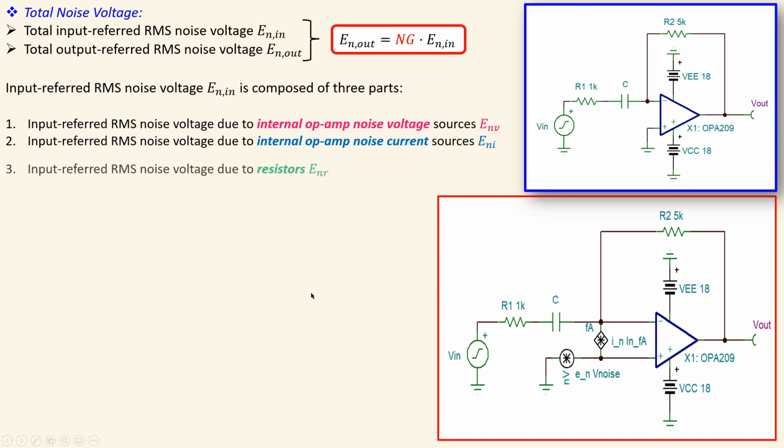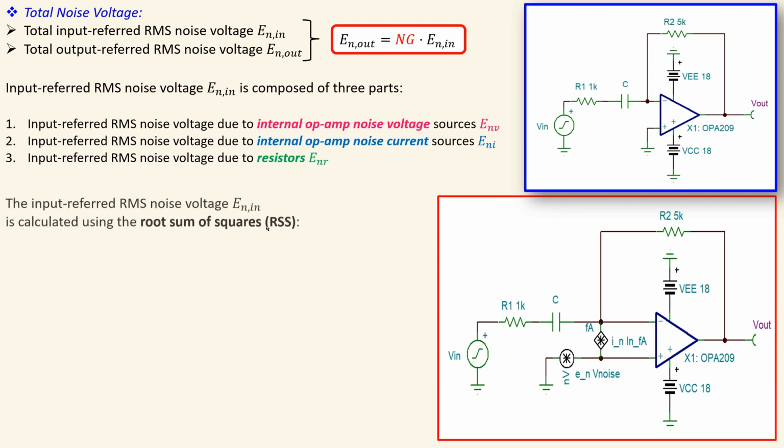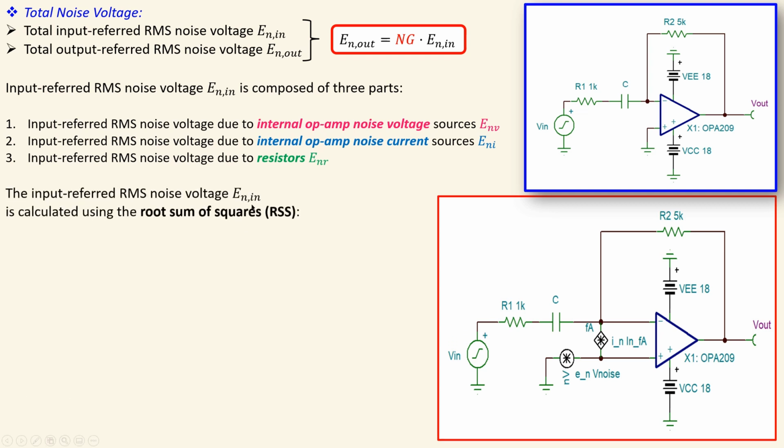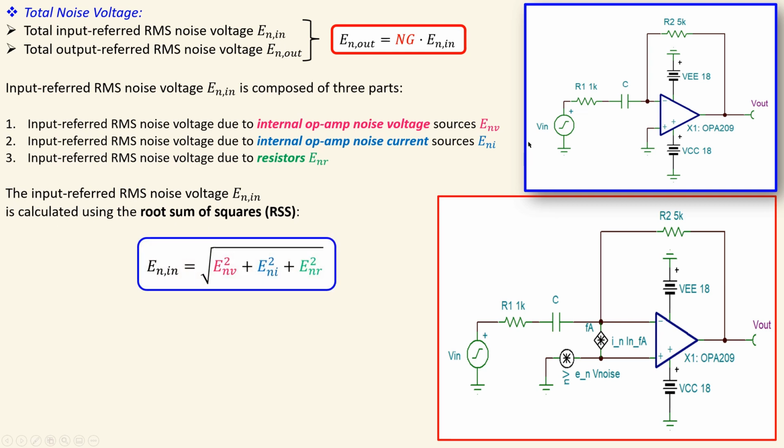And finally, we have the input referred RMS noise voltage due to the resistors. That is calculated using the thermal noise voltage formula. Now, the total input referred RMS noise voltage is calculated using the root sum of squares. For that, we take these three values, square them, add them up, and take the square root.